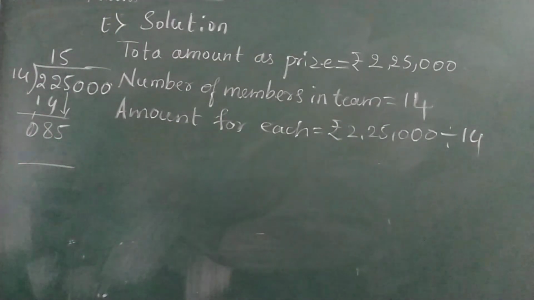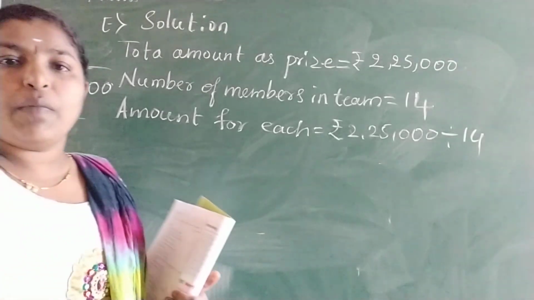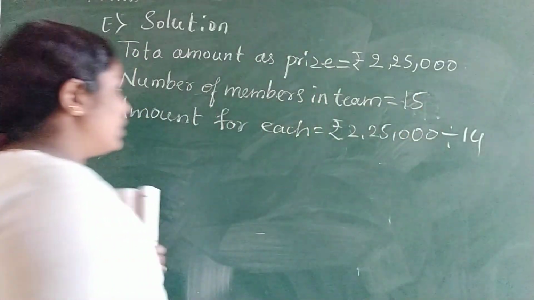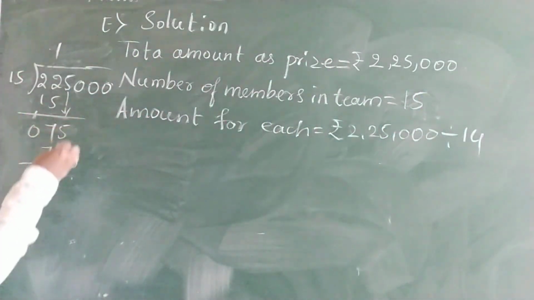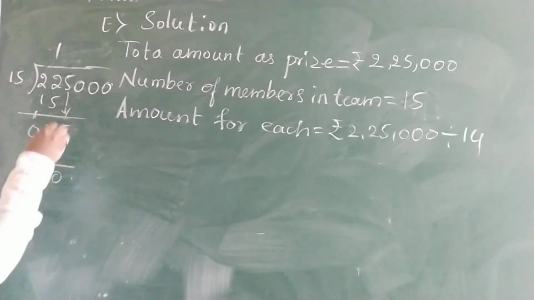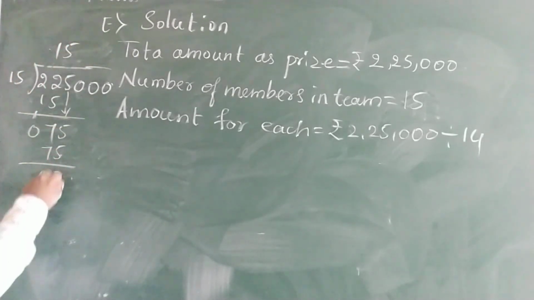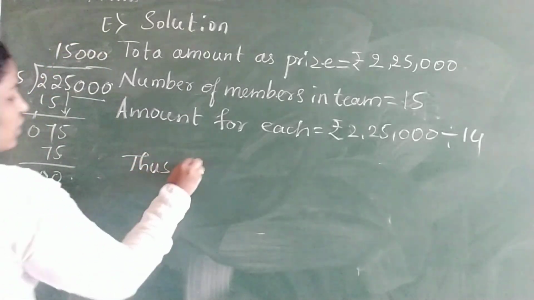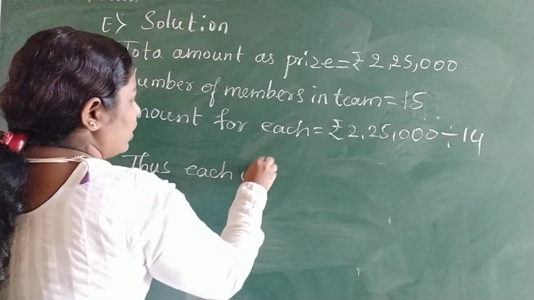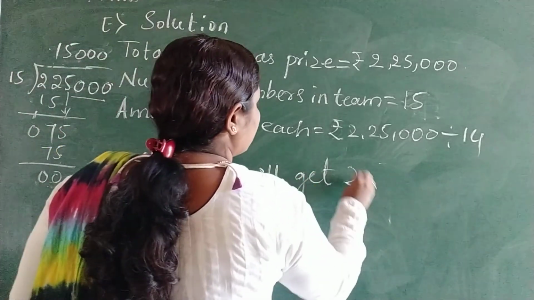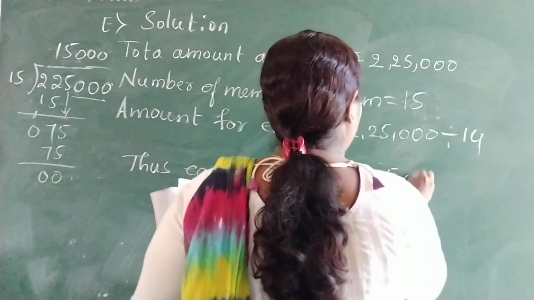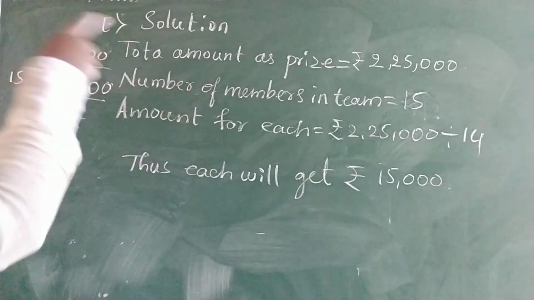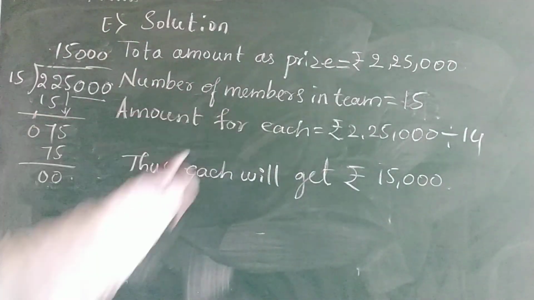Just a minute. See here, along with the man of the match, there are 14 members. So it will become 15 members. So 15 ones are 15. 7 is remaining 5. Then 15 5s are 75, 0. This 0 will come here. Thus each will get Rs 15,000. I forgot to tell that there are 14 members in his team plus the man of the match. So total members are 15.